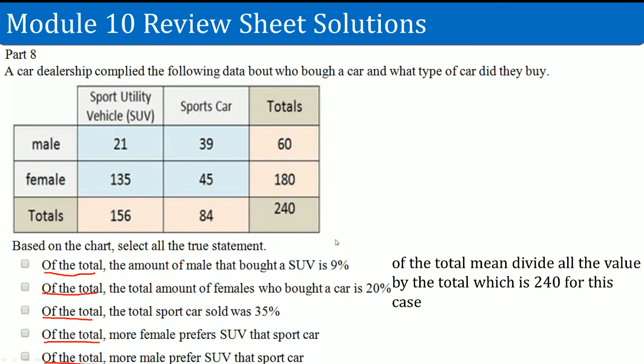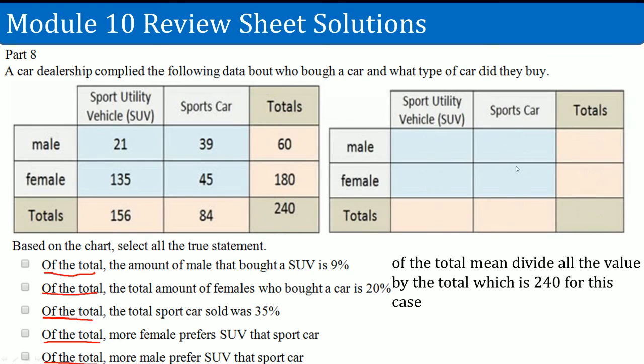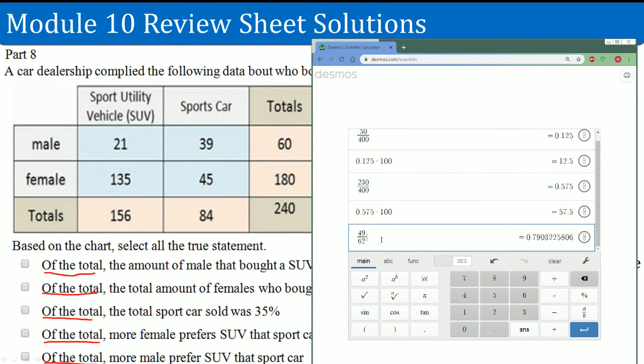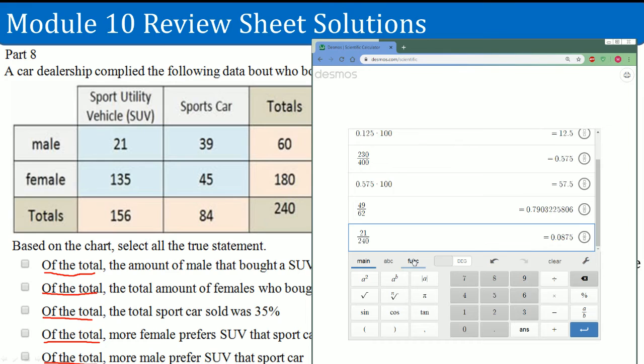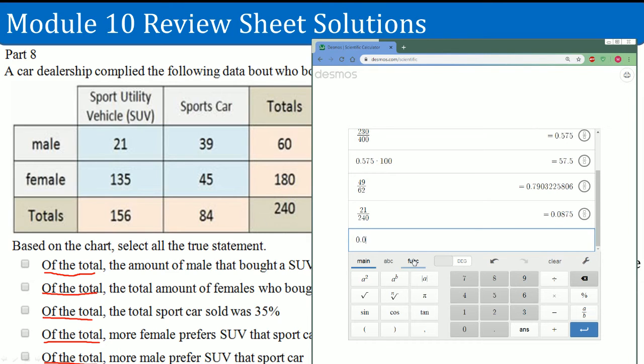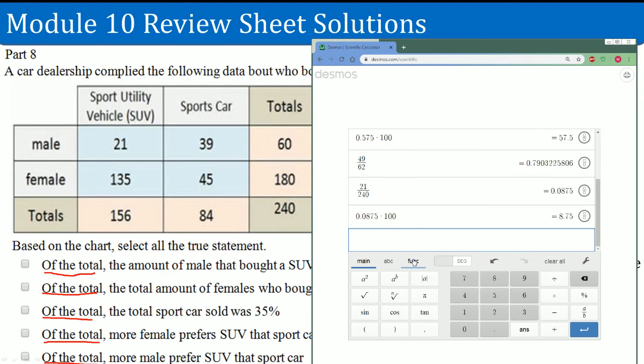So that means we have to divide all the values by the total, which in this case is 240. Here's a brand new chart, exactly the same, but now I'm going to convert everything into its percentage form, its relative frequency, and it says of the total. That is why I'm going to divide everything by 240. The first one, if you do it, I could even show you in decimals. The first one was 21. Divide that by the total of 240. That's what the percentage is. So I'm going to get 0.0875. I'm going to multiply that by 100. That gets me 8.75.